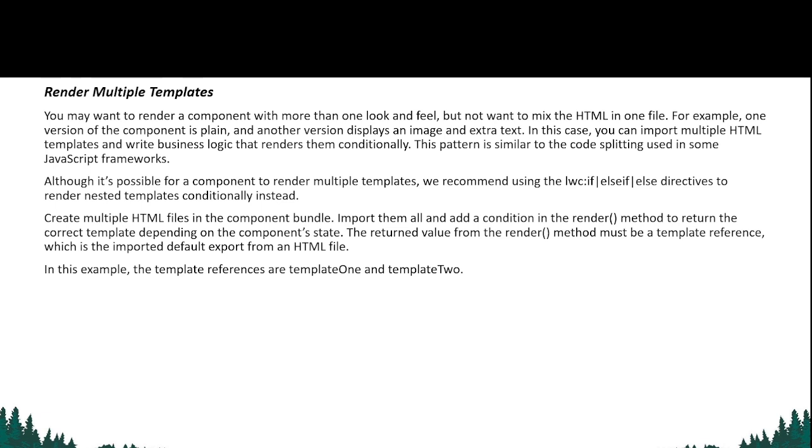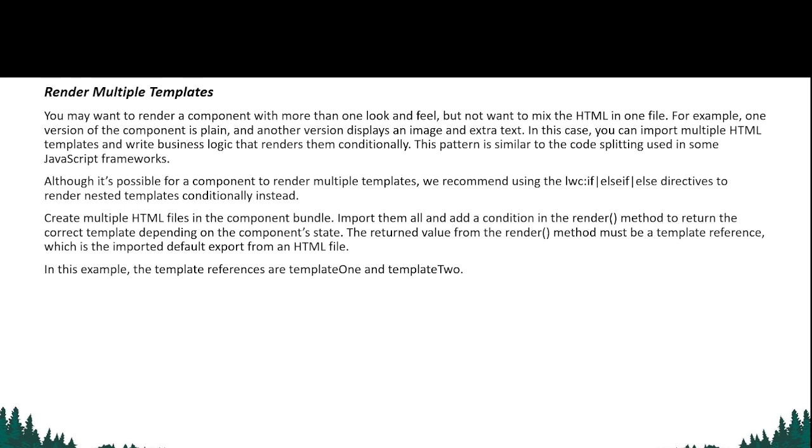Now if you want to render a component with more than one CSS style sheet, then you don't want to mix that in HTML, you want to keep it in separate files. So you have to keep one version of the component and another version of the component as image and extra text, and then you can import the multiple HTML templates and write business logic. And then you can have a component that can render multiple templates.